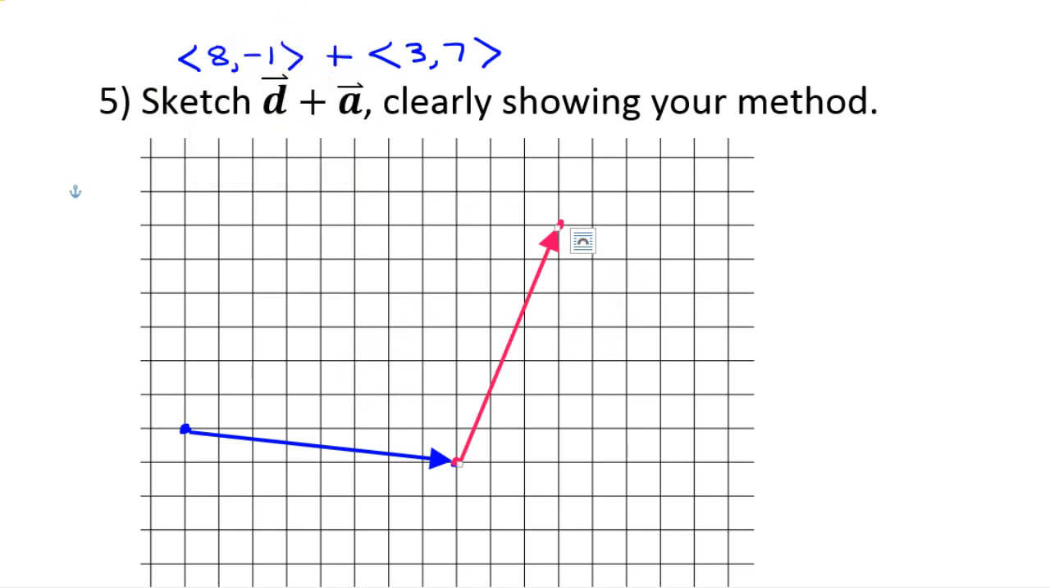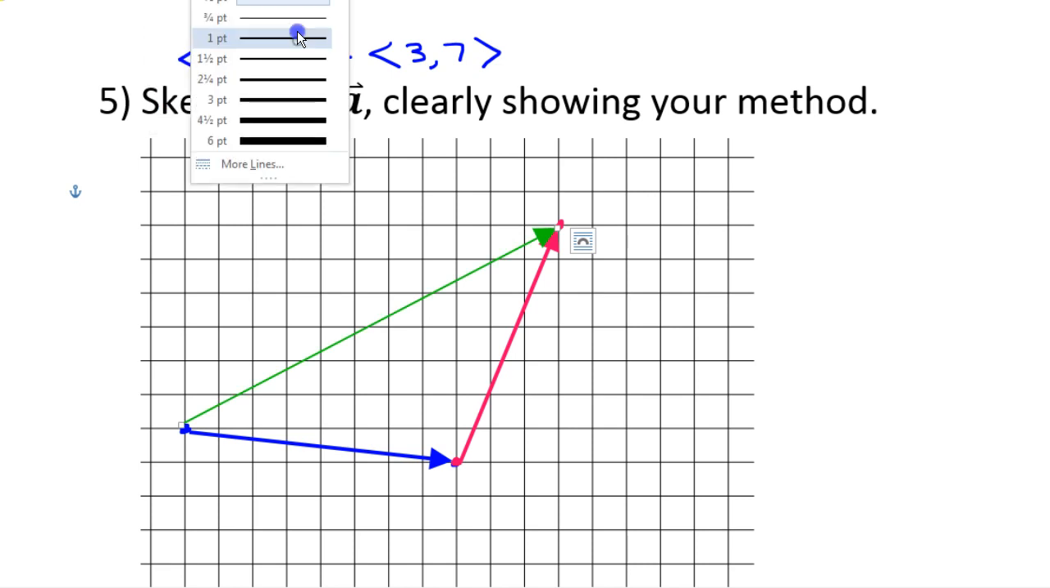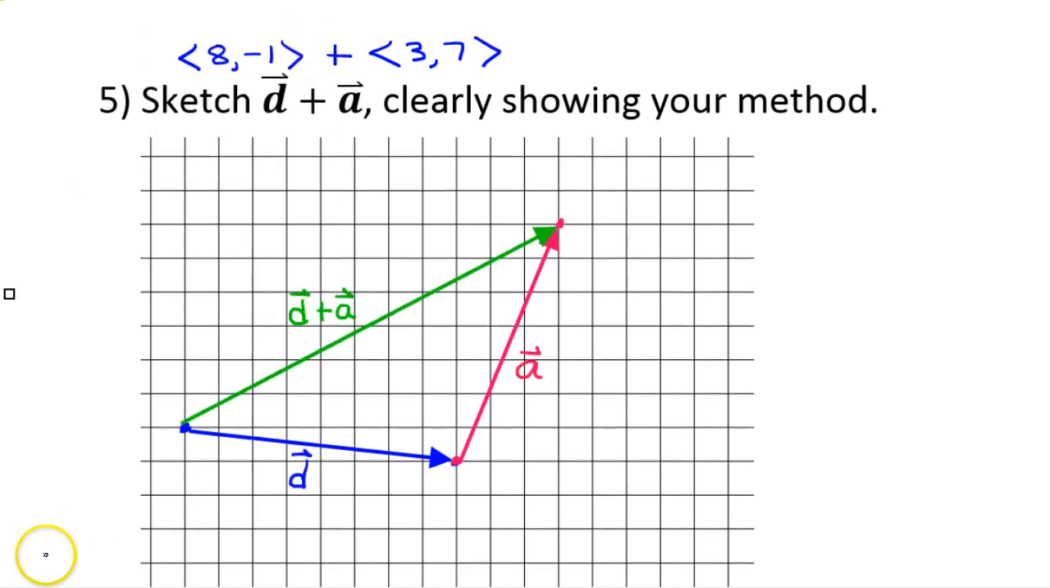Alright, now for vector addition, the resultant vector should go from the initial point of the first vector to the terminal point of the second vector. So from the overall beginning to the overall end. And I like my resultant vectors to be green. Always be sure to label everything clearly.